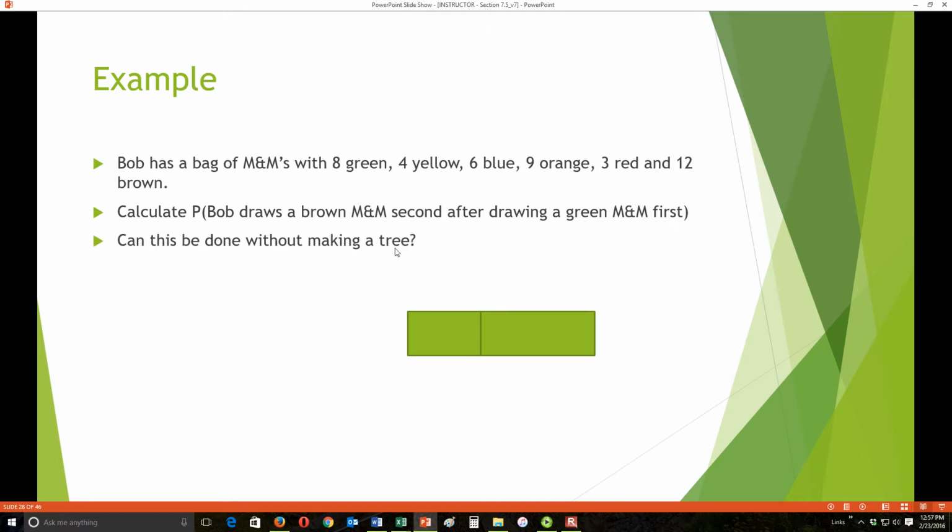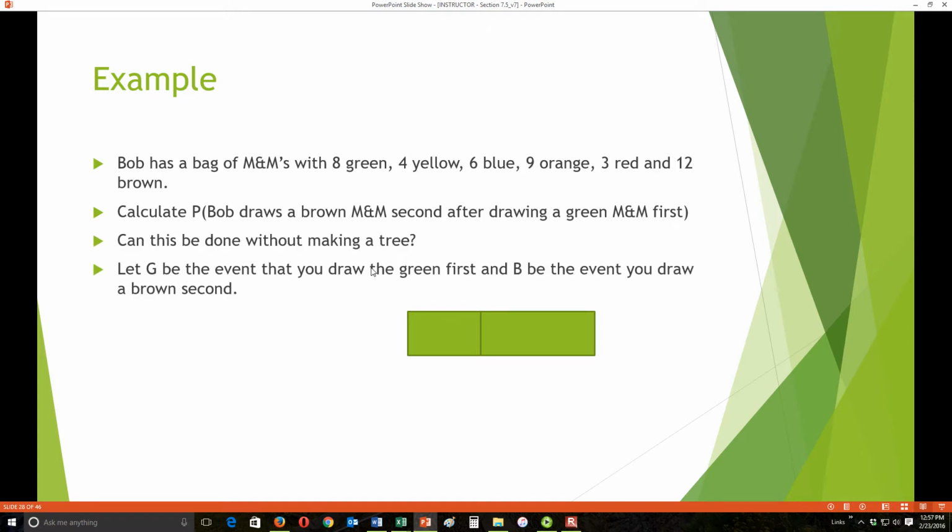So can this be done without making a tree? Yeah, we can. We can do it like we've done before. We'll let G be the event that you draw the green first and B be the event you draw the brown second. So it's P of G times P of B given G. Now G is actually a little bit easier to calculate because G is just 8 out of 42. I have 8 green and 42 total M&Ms.